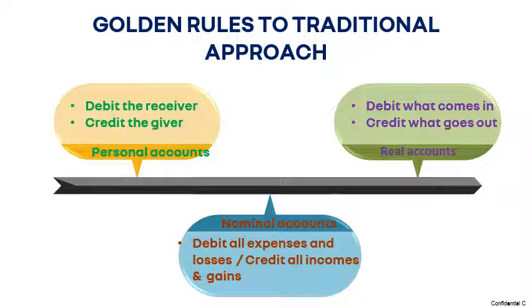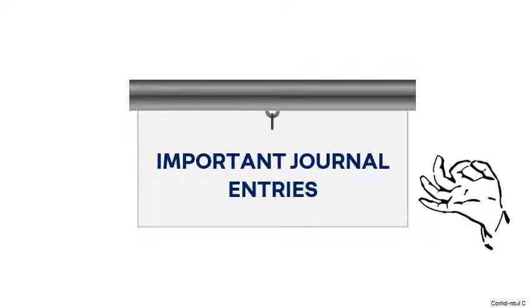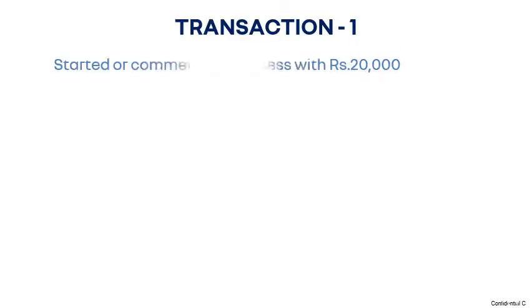Okay, so let's see the important journal entries. How do we do that? Nominal account: debit expenses, credit income. Real account: what comes in is debit, what goes out is credit. Personal account: debit the receiver, credit the giver. These are all the rules. Let's see the journal entries one by one and how it works.